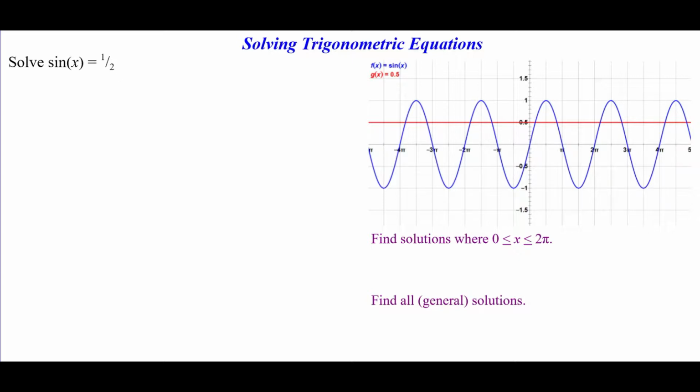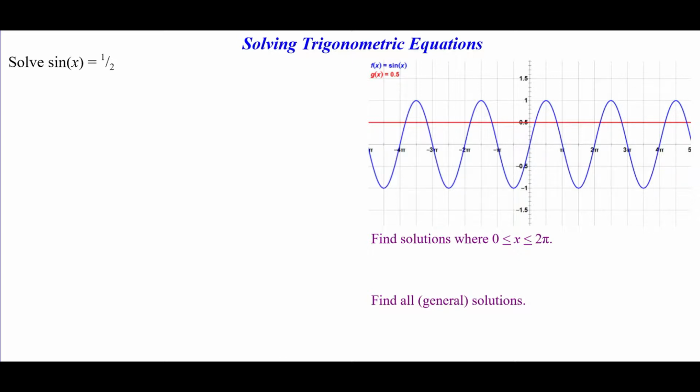The blue curve here is the sine of x, and the red line is the 1/2. As you can see, we've got 10 different solutions in the window that I've shown here, but we know that the sine curve goes forever in both directions, continuing that periodic motion, and the line goes forever in both directions. So it's actually going to give us infinitely many solutions.